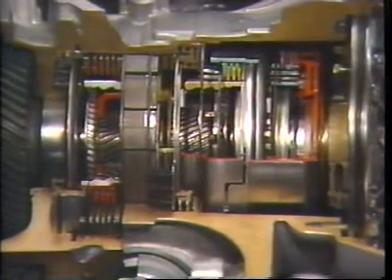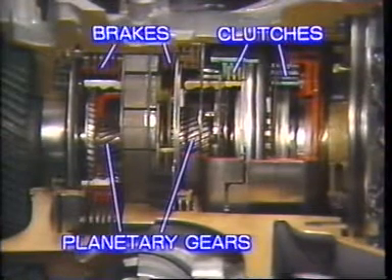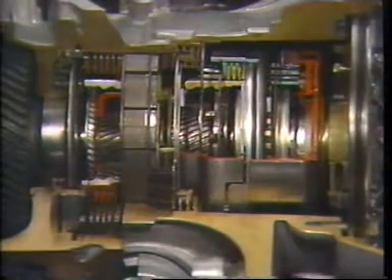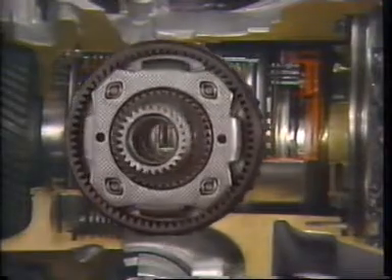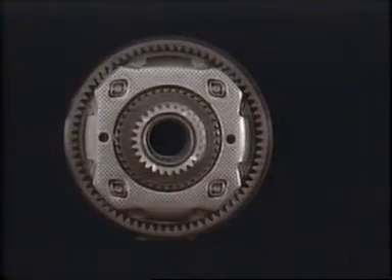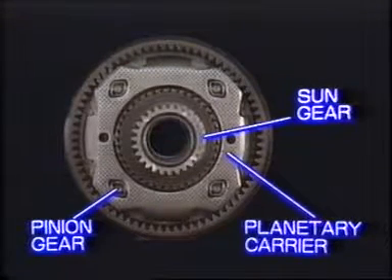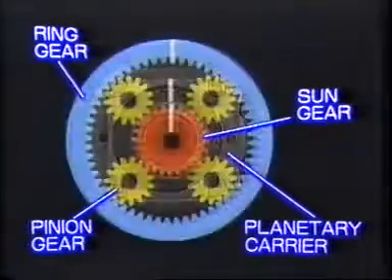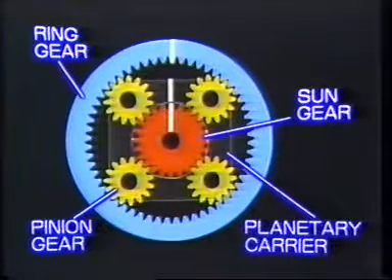The planetary gear unit consists mainly of several sets of planetary gears and several clutches and brakes. A planetary gear set consists of a sun gear, pinion gears, a planetary carrier that connects the pinion gears, and a ring gear. Let's study a model of a planetary gear set to find out how it works.